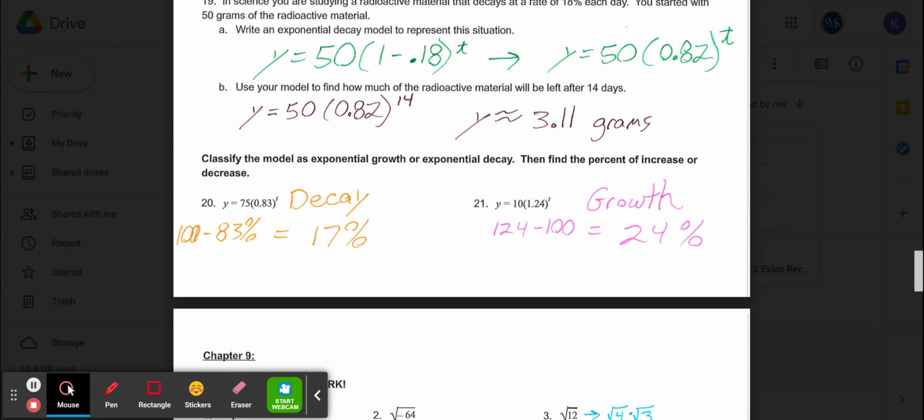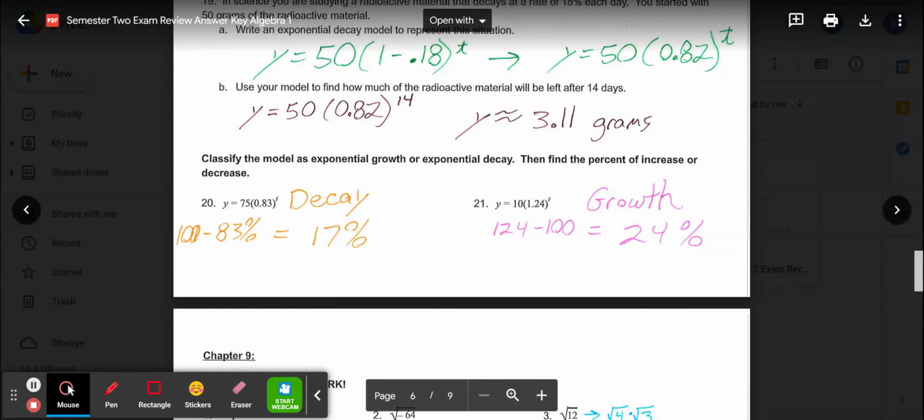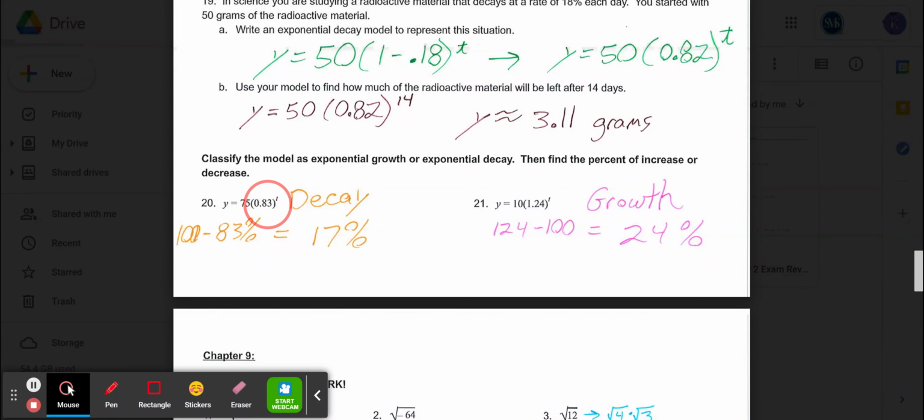Then in 20 and 21, to know if it's growth or decay, whatever number is inside the parentheses, if it's less than 1, we have decay. More than 1, we have growth. Then for decay, we do 100 minus the percent in the parentheses, so 100 minus 83, giving us 17%. And for growth, we do the number in the parentheses as a percent, so 124 minus 100, giving us growth at 24%.